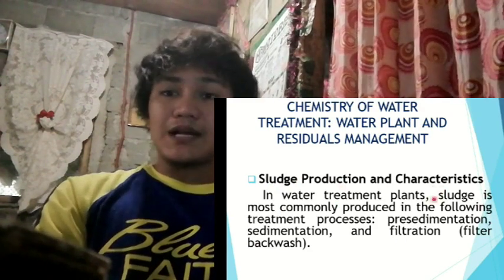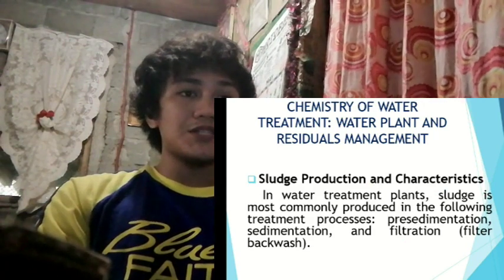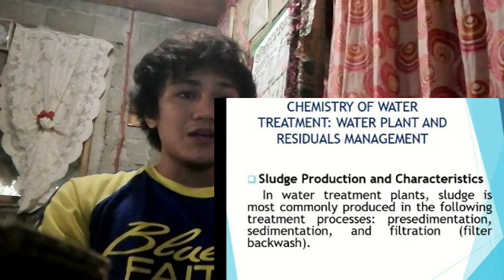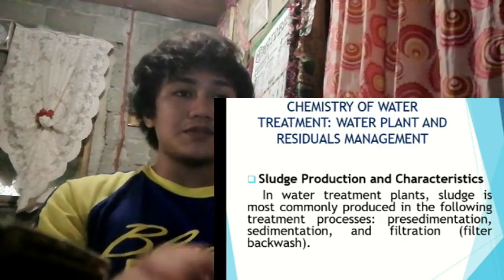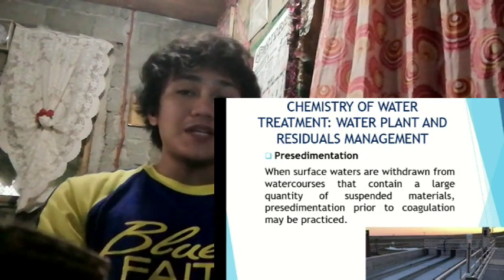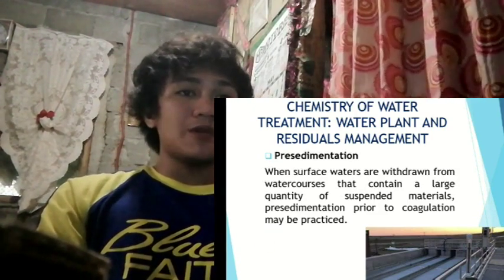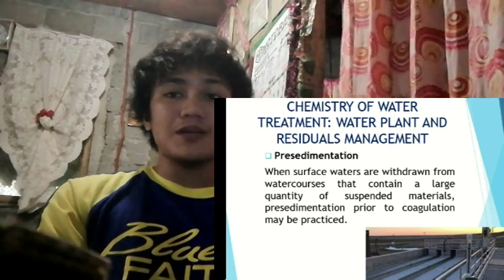Sludge production and characteristics. In water treatment plants, sludge is most commonly produced in the following treatment processes: pre-sedimentation, sedimentation, and filtration. Pre-sedimentation, when surface waters are withdrawn from watercourses that contain a large quantity of suspended materials.